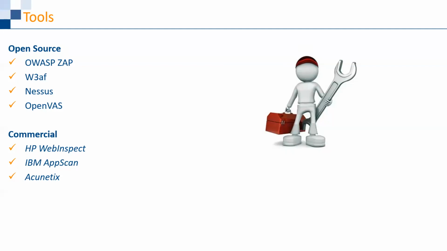The more information the pen tester gains related to the web application, the easier it is to examine all the vulnerabilities according to their criticality. We use HP WebInspect, IBM AppScan, and Acunetix as commercial tools. They give a lot of information related to web applications.